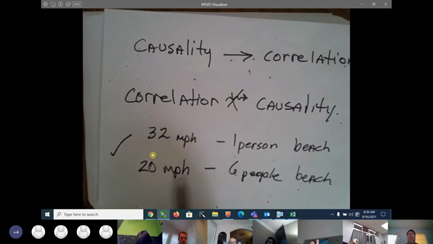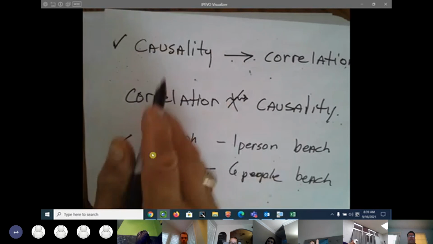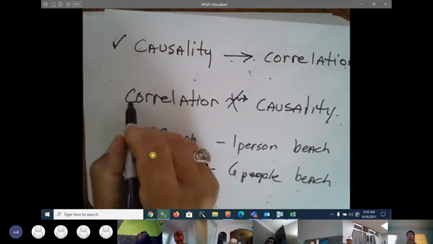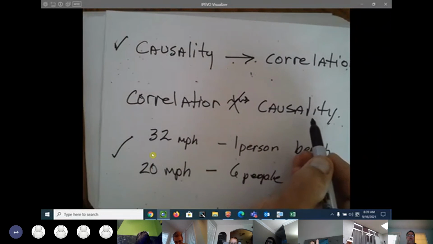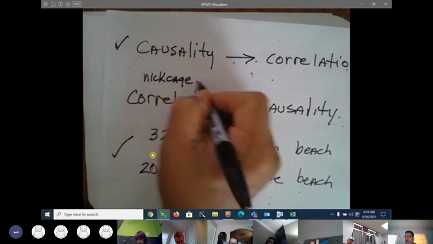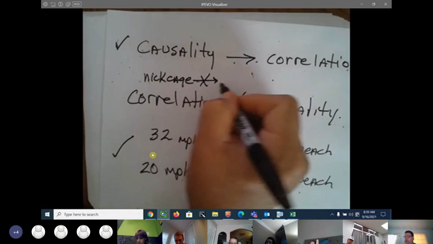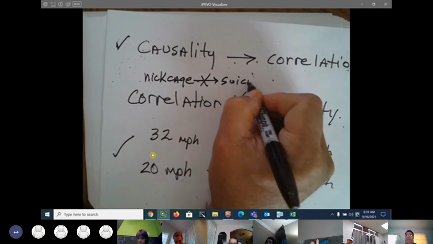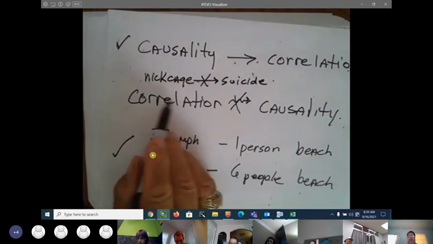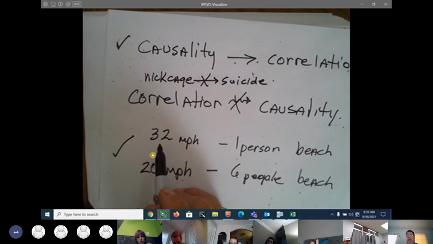Cause and effect. You got 2 test questions right here. 3, really. Here's one test question. Does causality mean correlation? Yes. Does correlation mean causality? No, not necessarily. Because Nicolas Cage movies may have correlation, but they do not cause suicides. Okay? So just because you have correlation does not mean you have causality.